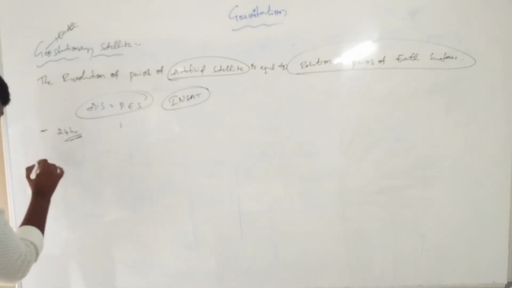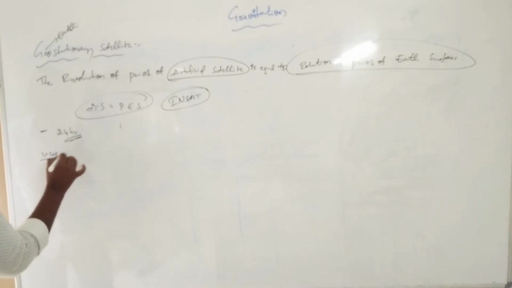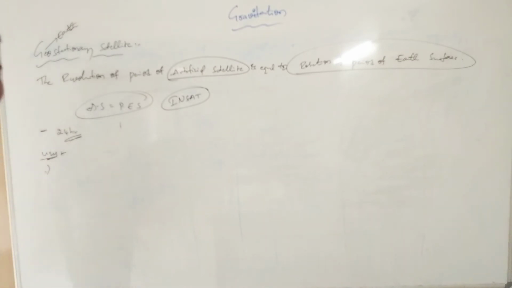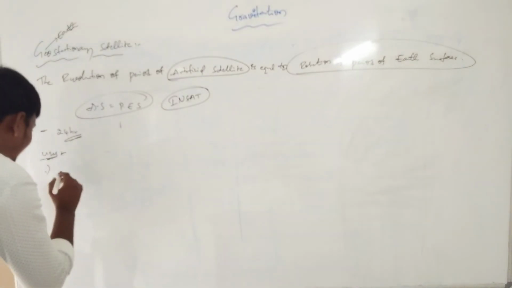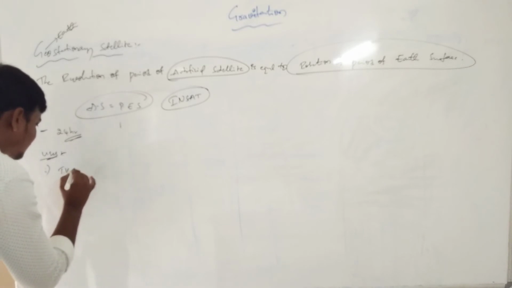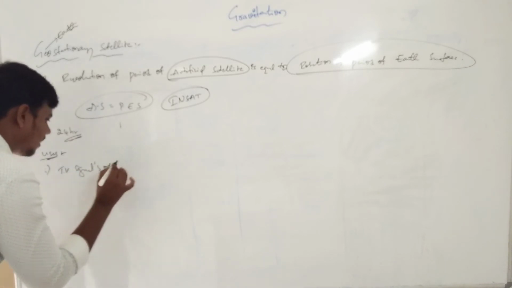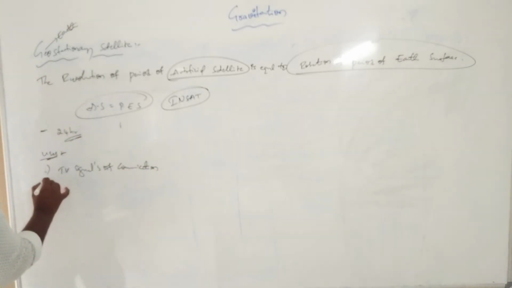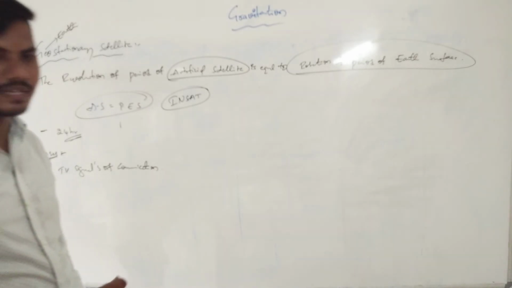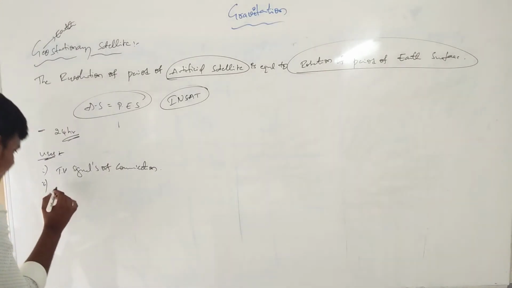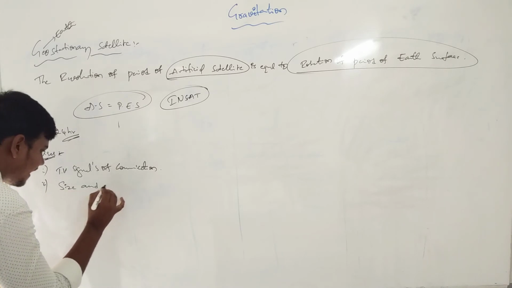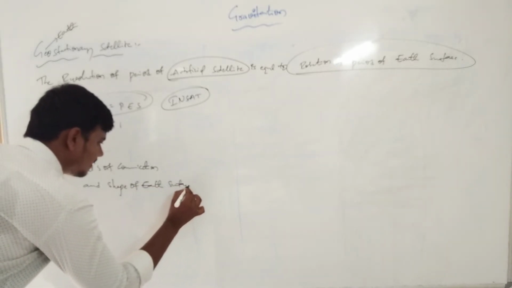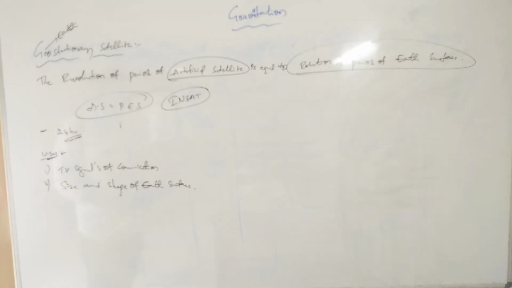There are some uses. What kind of uses can we represent? Mainly there are two types we can observe. The first use is telecommunication, in TV, television communication also, TV signals and communication. Now the second one: size and shape of the Earth's surface.